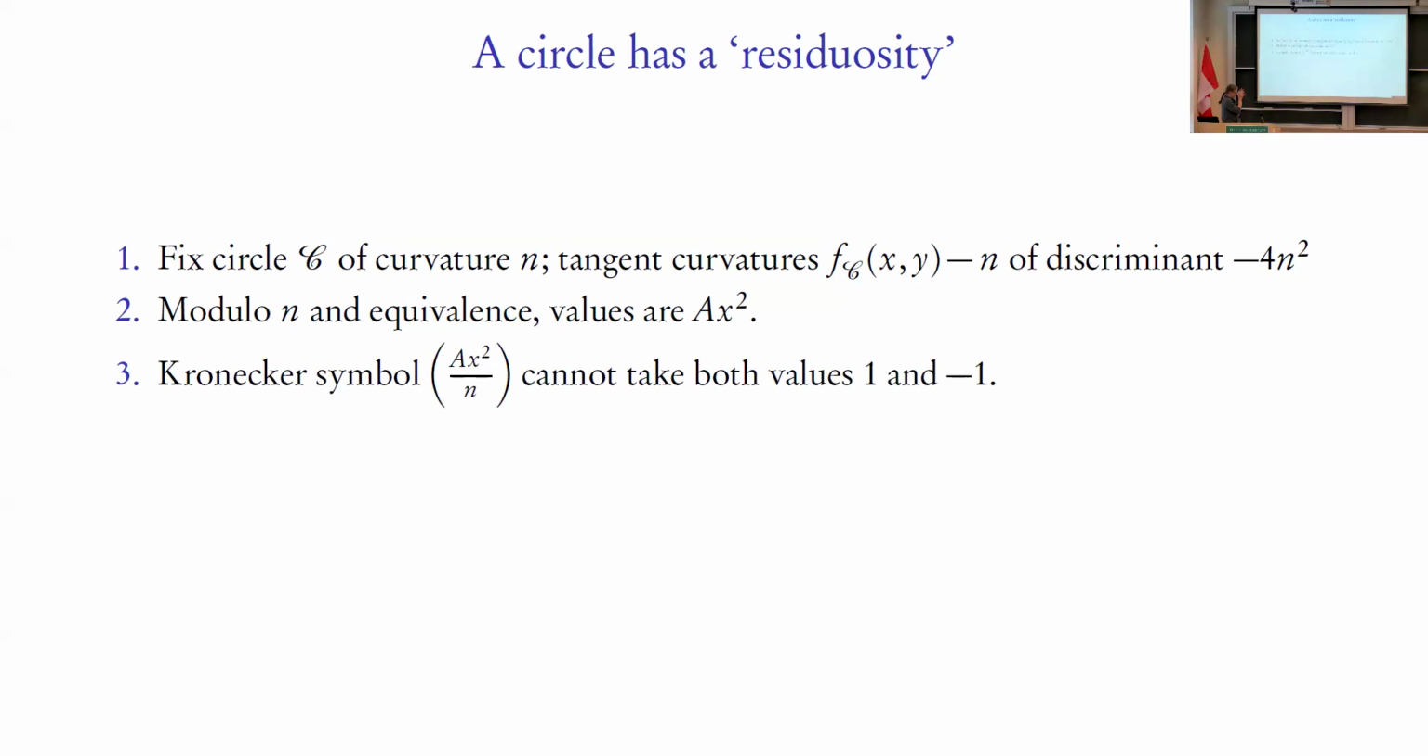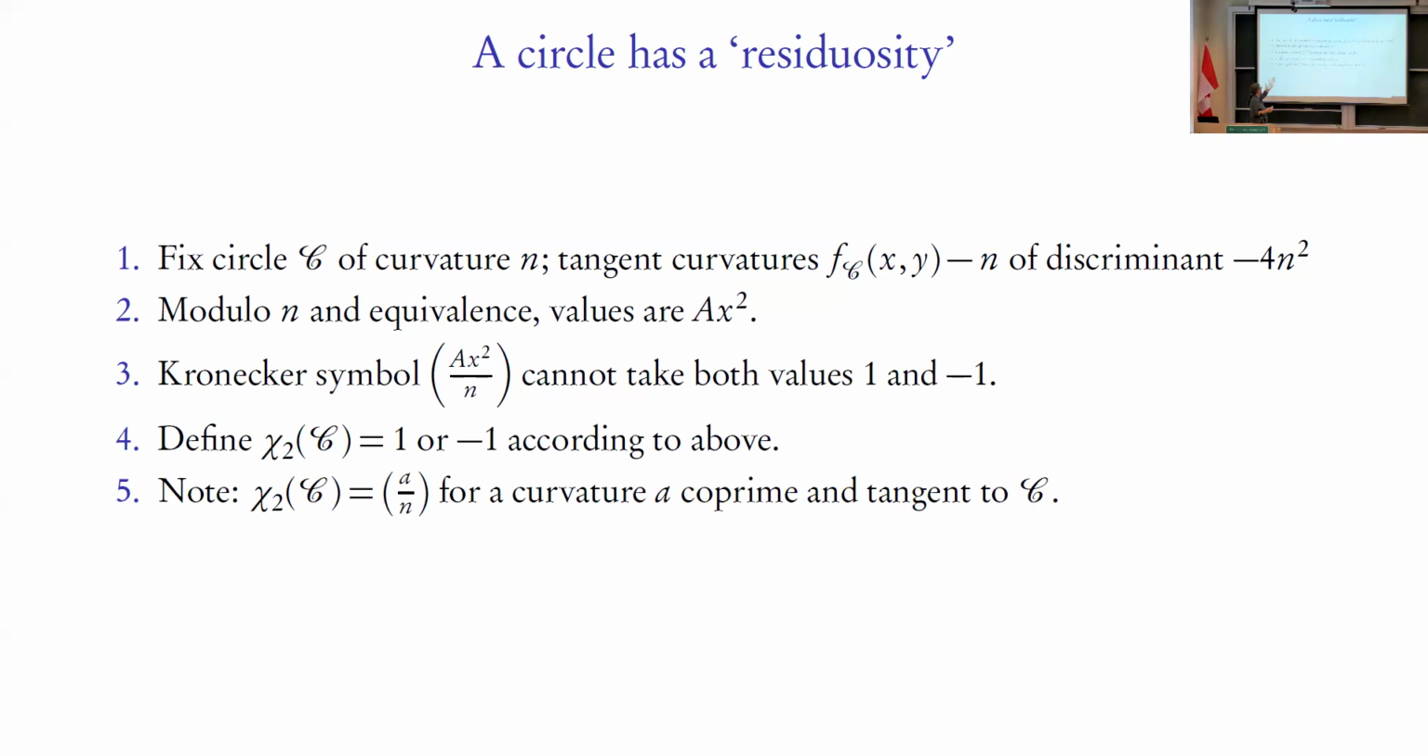And then the observation is to think about the Kronecker symbol, because we're talking about squares, right? So I'll take the Kronecker symbol with n on the bottom, and the observation is that it can't take both values 1 and minus 1, because the x squared is irrelevant there. It could take 0 if x is not coprime to n, but it can't ever take a 1 and a minus 1. So there's a value associated to this whole family of circles tangent to my circle. So for C, I'll define a symbol which takes value 1 or minus 1 according to that. And to compute the symbol, all you need to do is find one coprime curvature touching the circle you're interested in and do the Kronecker symbol.